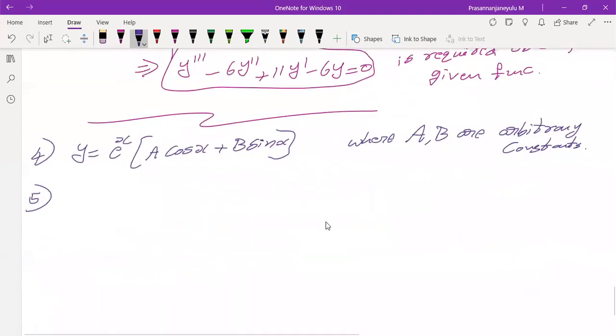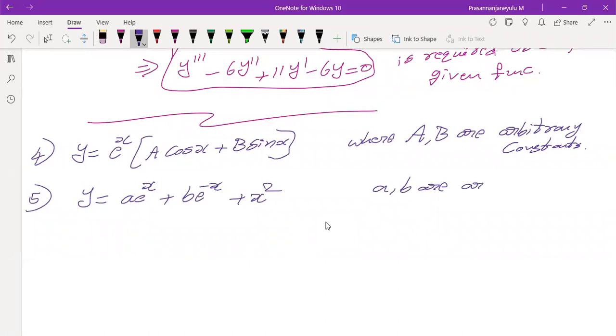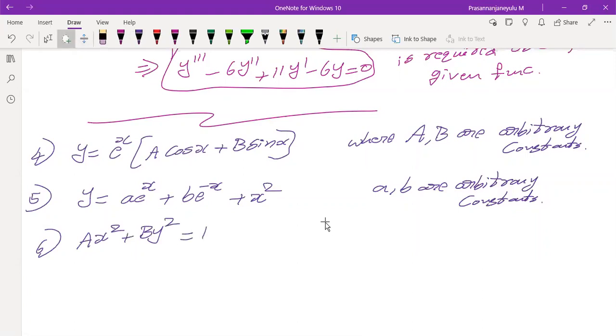Fifth one, y equals a into e power x plus b into e power minus x plus x square. a, b are arbitrary constants. In the same manner, sixth one, you people have to try. a x square plus b y square equals 1, where a, b are arbitrary constants. Capital A and capital B are arbitrary constants.